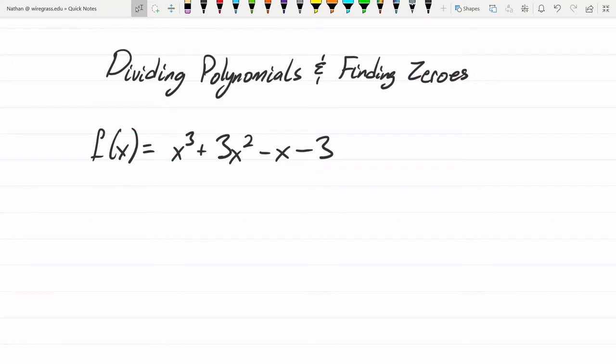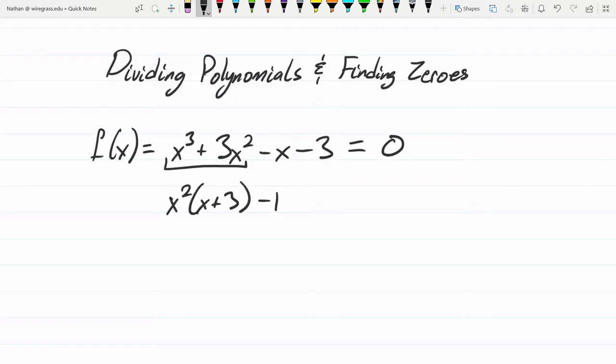The fundamental theorem of algebra says that every polynomial f of x has a complex solution to f of x equal to 0. We can find this by just factoring this one. We can factor by grouping. If we take out an x squared, we get x plus 3. And take out a negative 1, giving us x plus 3. And now you can see we can take out an x plus 3.